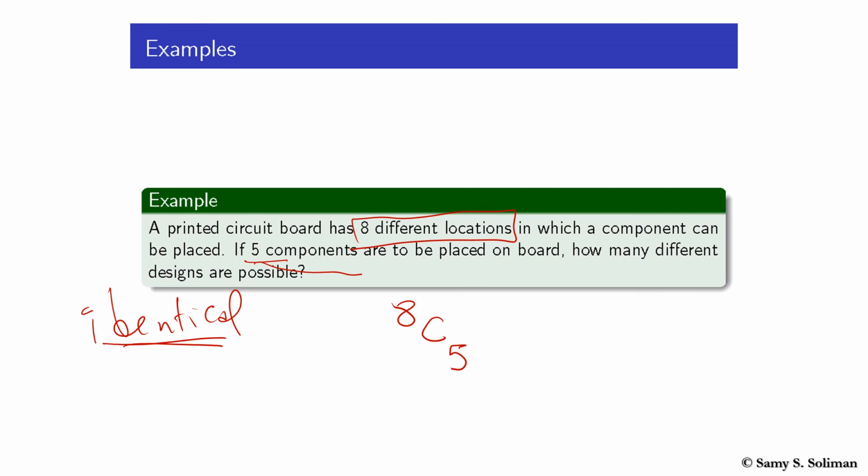If the 5 components are different, similar to the example where we had a receiver with 3 different modules, so again we choose 5 from 8, but in this case each permutation is different, or each arrangement is different, so we calculate through permutations.